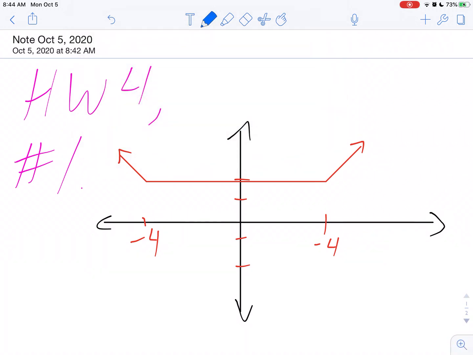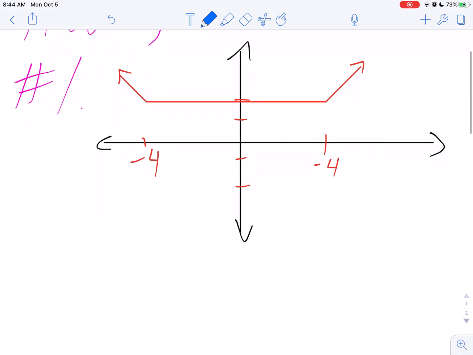Well, for my question number one, it's asking me to look at a graph and determine where the intervals are for increasing, decreasing, constant. And this is the graph they gave me. Again, yours might look different. So when you look at these graphs, what I think of is look at it from left to right.